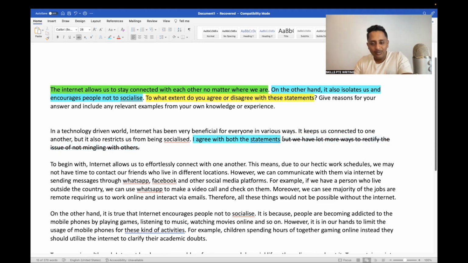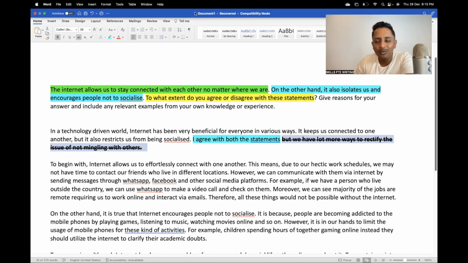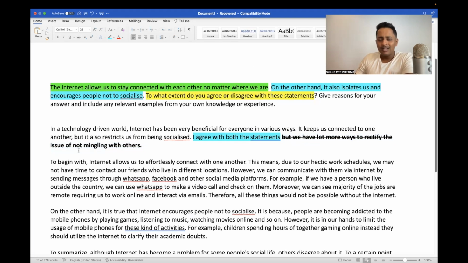So write only what is required. No need to write extra. And when you write extra, you don't get extra marks, rather you lose marks. That's the reality. Otherwise, it's perfectly fine. Very well written, grammatically all perfect sentences, vocabulary wise, everything is perfect. No need to worry.